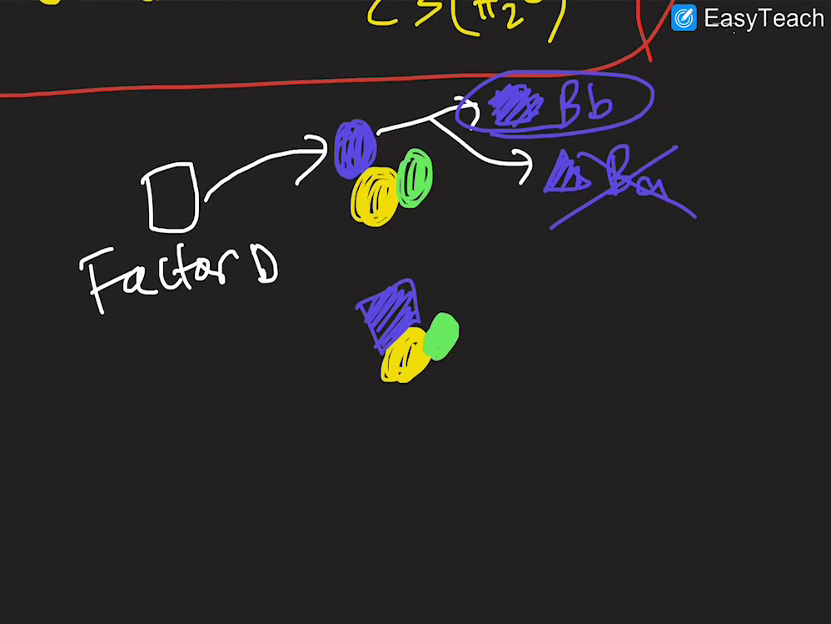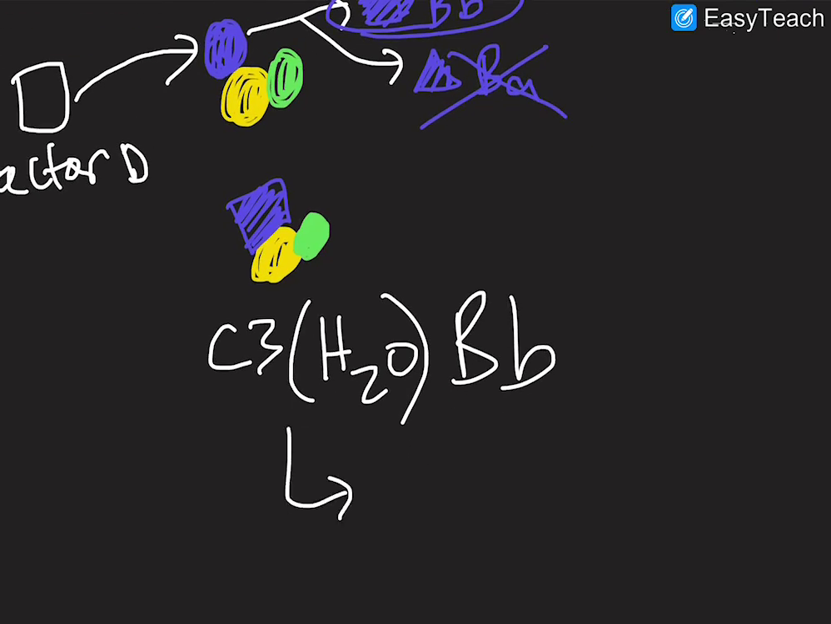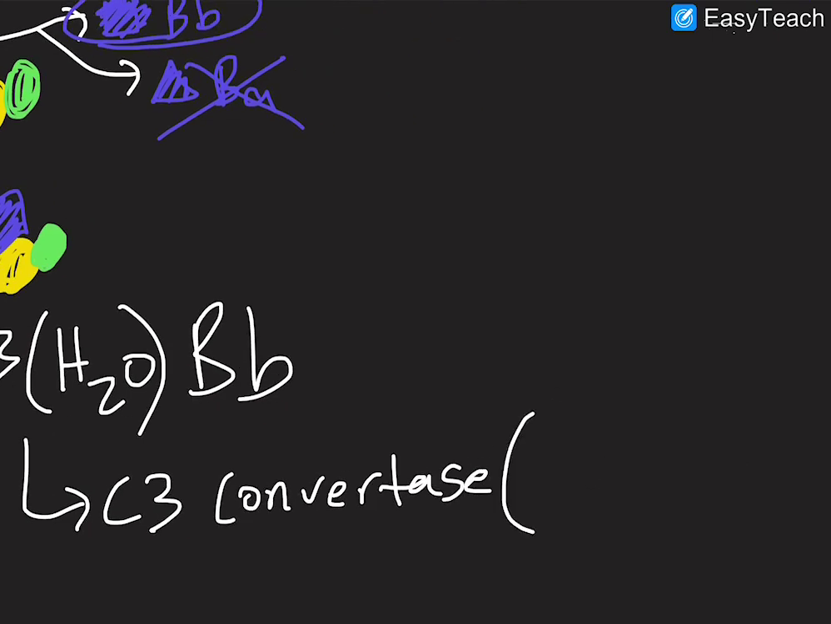So what do we have here? Let's go and write what we have overall. Overall, we have C3 that's hydrolyzed with our Bb attached to it. Now, this is called our fluid phase C3 convertase. This is our C3 convertase, but it's in the fluid phase because it's hydrolyzed.